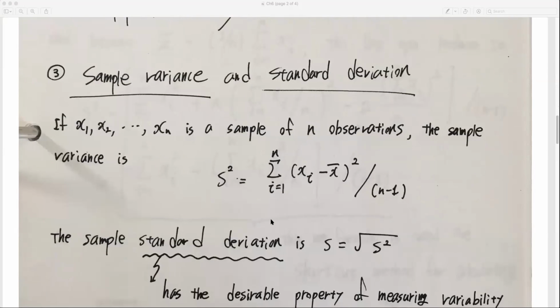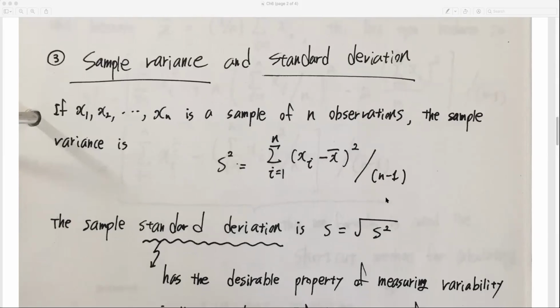If x1 through xn is a sample of n observations, the sample variance is this: xi minus x bar. I mean, this is the difference between the observation, or we can say sample data, and the sample mean, squared, and the sum of these perfect squares divided by n minus 1. So that's the formula of the variance. Yeah, it makes a little bit of sense.